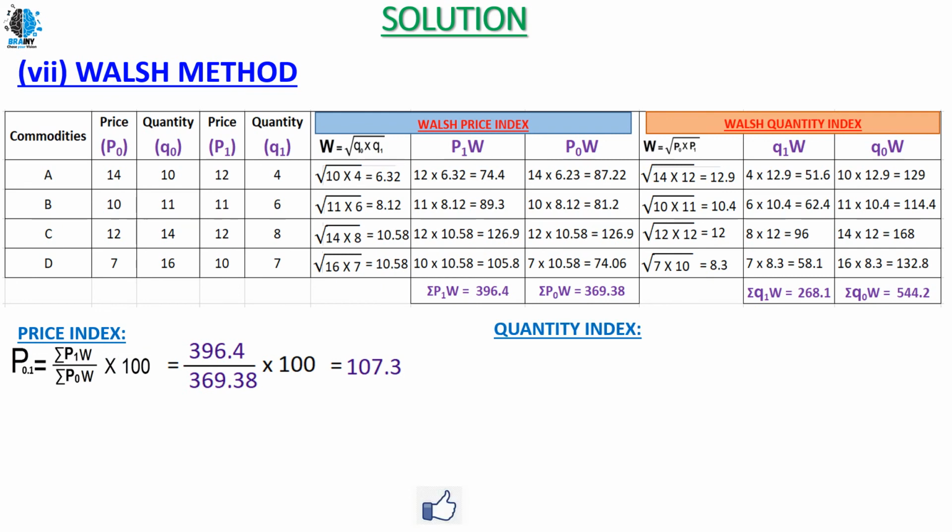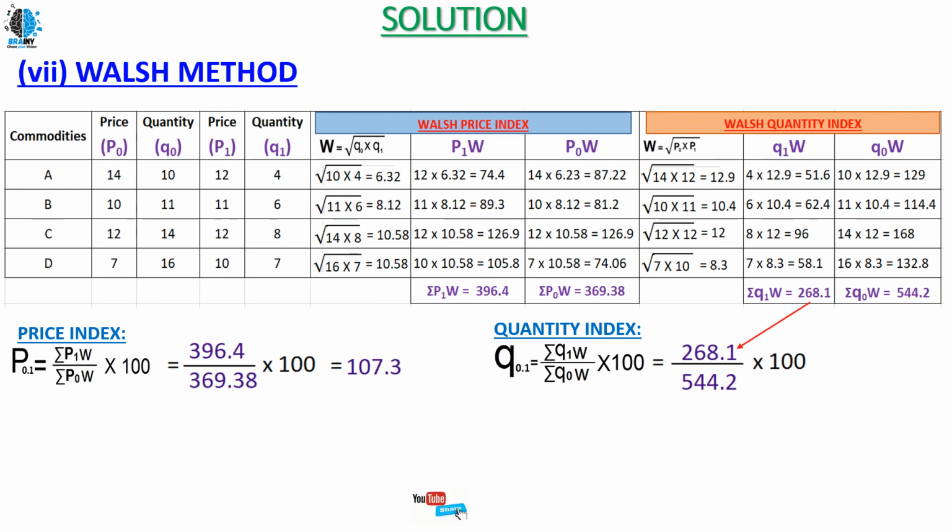Next I will be having the quantity index. Formula is Q01 equals summation Q1 W divided by summation Q0 W into 100. I'm going to take the values from the tabulation: 261.1 and 544.2. After doing the calculation, I will be getting 49.2. So these are my price index and quantity index under Walsh method.